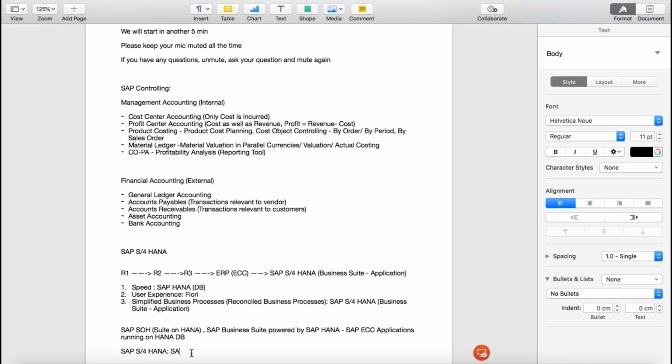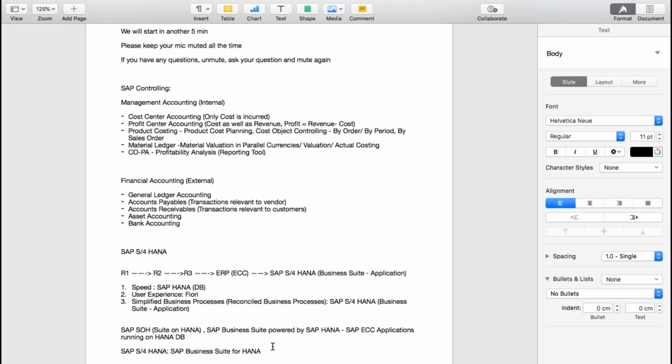It is SAP Business Suite for HANA. The only difference is that the other one is powered by HANA. Powered by HANA means the Business Suite is ECC itself. But when I say SAP Business Suite for HANA, it means S4 HANA. So this S is Suite, and this 'for' is for HANA. SAP Business Suite for HANA is the full form of SAP S4 HANA. So you need to be very careful.